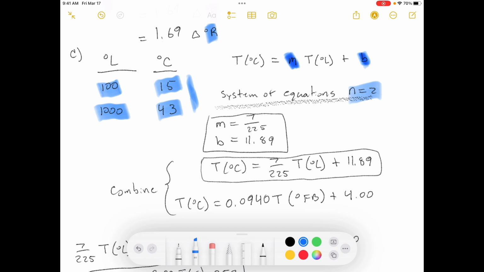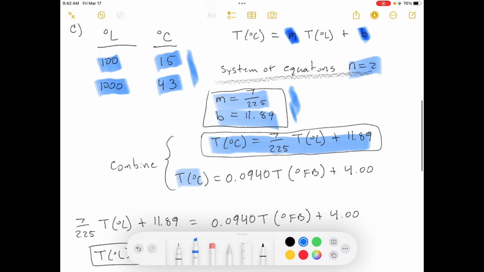You could use linear algebra. I just went ahead and used the matrix method, just did it on my calculator really quick. So we solved that the slope is this and the intercept is this. Okay, so that is the relationship between Celsius and Louis. And they already gave us this relationship between Celsius and Farblungit.